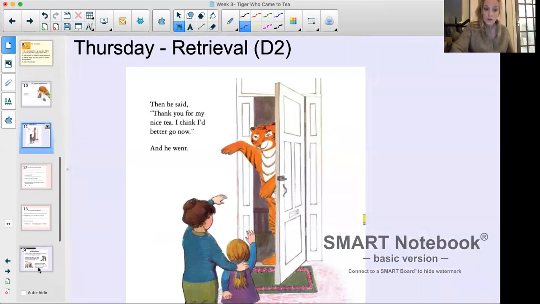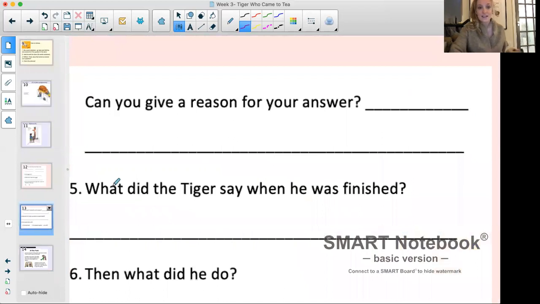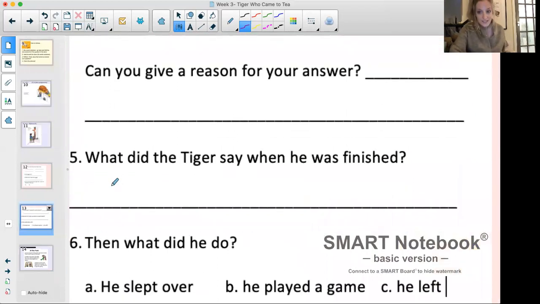Now we've got a few more questions before we're done. So can you give a reason for your answer? So you've either said yes, Sophie likes the tiger, or no, Sophie doesn't. Now, why do you think she likes the tiger? It might be something that you saw in the picture. It might be something that you know the tiger did. So you get to decide what your reason is, but you have to give me one reason. Why do you think she likes him, or why do you think she doesn't?